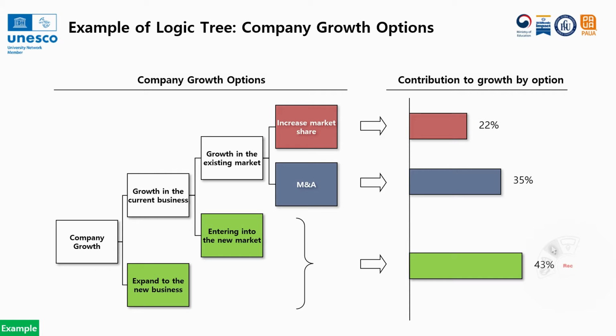using the MECE concept, and this company growth option on the left hand side shows a kind of logic tree. Company growth is our problem to solve, and then there are solutions. Two of the solutions: one is growing in the current business, the other is expanding to the new business.